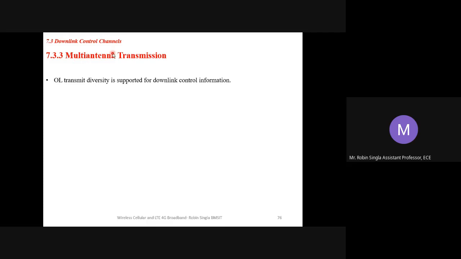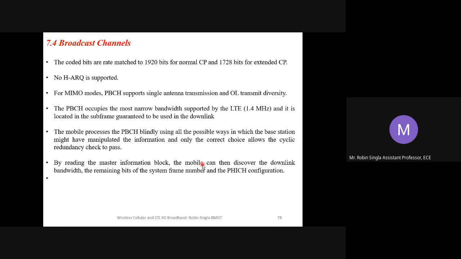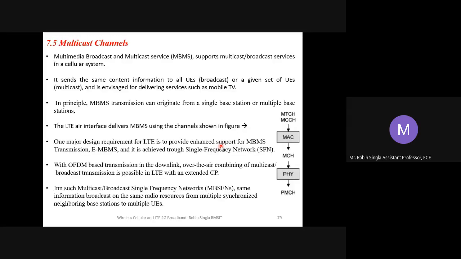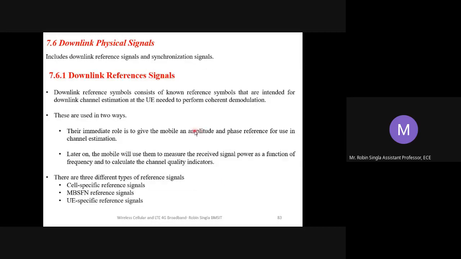And for downlink control channels, only open loop transmit diversity is supported. And then we saw the broadcast channel, how it is transmitted, what encoder is used, what modulation technique is used, whether it supports MIMO or not, whether it supports HARQ or not. Similarly for the multicast channel, how it works and whether it supports MIMO or not, etc.